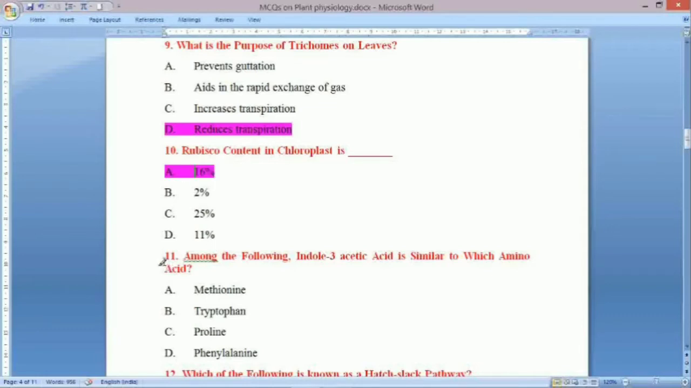Next question, question number 11. Among the following, indole 3-acetic acid is similar to which amino acid? And option is A, methionine, B, tryptophan, C, proline, and D, phenylalanine. And here the right answer is option B, tryptophan.